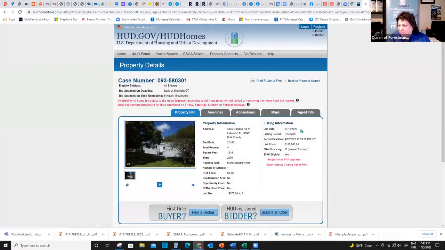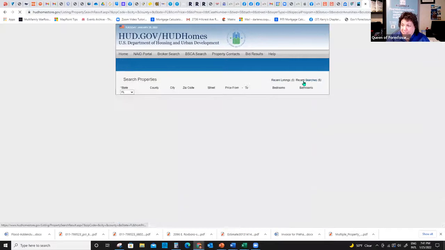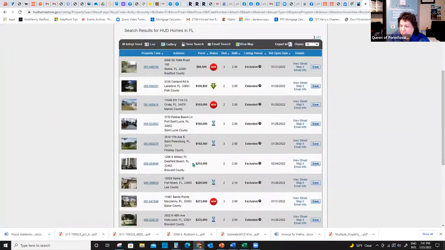The list date here was January 1st. So it's not old enough. Once HUD gets to be 90 days or older, and it happens with ugly houses, houses that really need a lot of work. Let's see if there's another one.